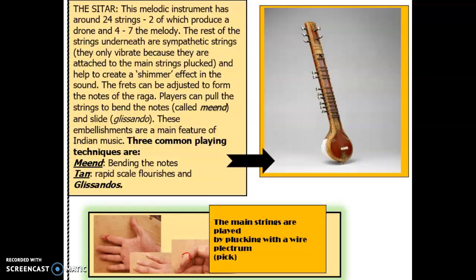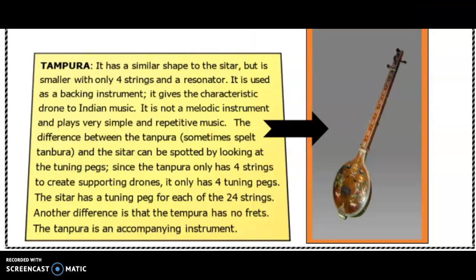I see there. Tampura or the tanpura is the accompanying instrument. It looks a lot like the sitar, but it's smaller with only 4 strings and a resonator. It is used as a backing instrument. It gives that characteristic drone to Indian music. It's not a melodic instrument, and it plays very simple and repetitive music.